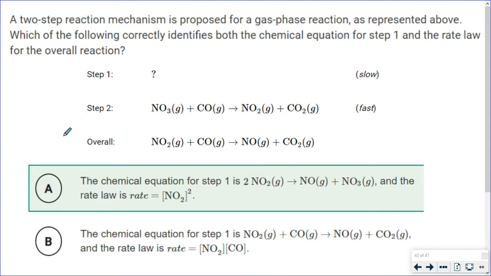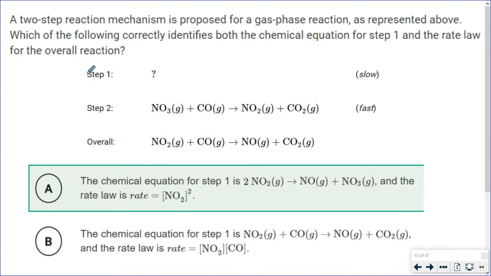A 2-step reaction mechanism is proposed for the gas phase reaction. Which of the following correctly identifies both the chemical equation for step 1, so this is our mechanism, we have step 1, step 2, and the rate law for the overall reaction. Here's our overall reaction. Remember, rate laws, you can't just look at an overall reaction and write the rate law. It's not just the concentration of this and the concentration of this, each raised to the first power. You can only do that for elementary steps.